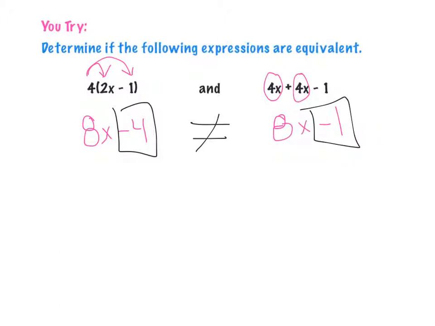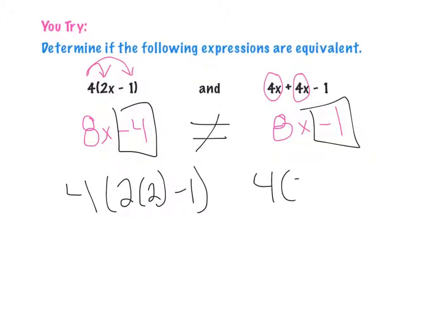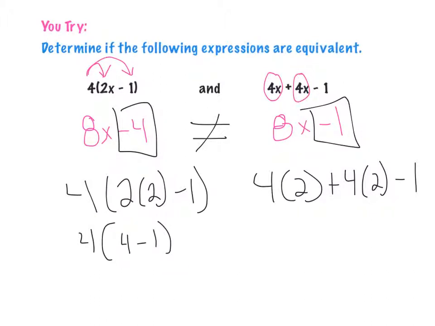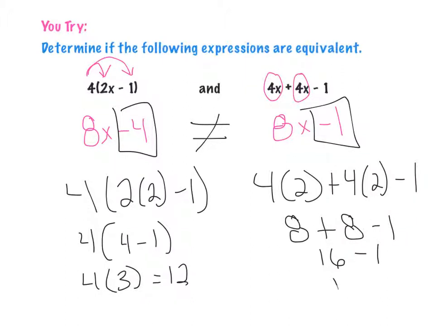Remember, you can also plug in a number to see if it's the same. So I can plug in 2 times 2 minus 1, and over here, do the same thing and see if I get the same results. So complete your parentheses first. 2 times 2 is 4. And then you have 4 minus 1 is 3, and 4 times 3 is 12. 4 times 2 is 8, plus 4 times 2 is 8, minus 1. 8 plus 8 is 16, minus 1 is 15. So 12 is not equal to 15.